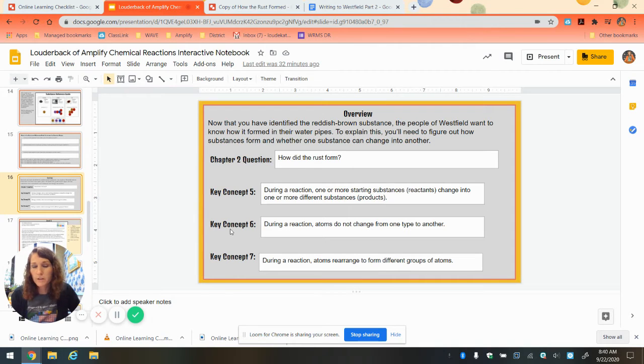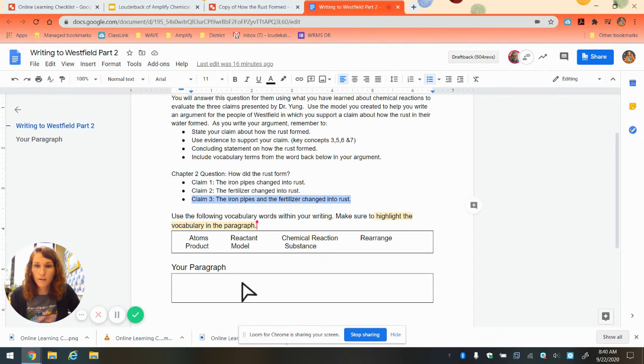Okay, what I need to include is a statement that during a reaction, atoms do not change from one type to another. So I need to add that in there as well, that in my paragraph, I'm not going from a sodium atom automatically to a rust atom. That doesn't work. They're just rearranging.